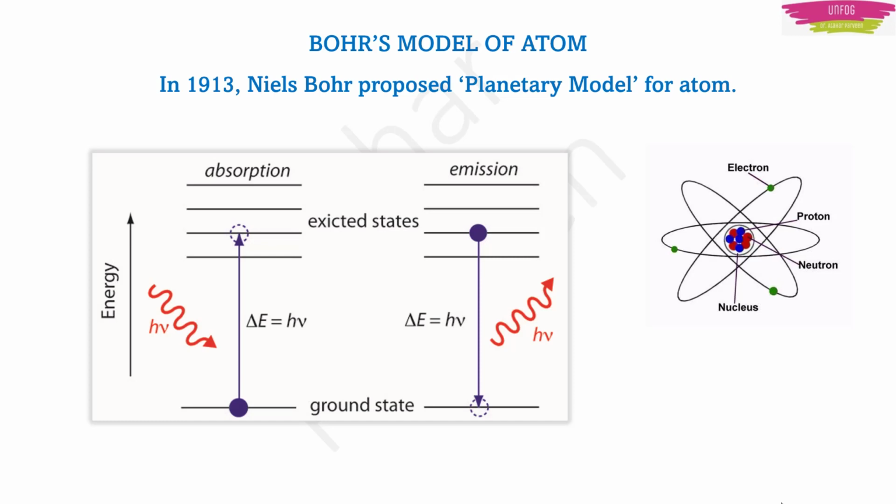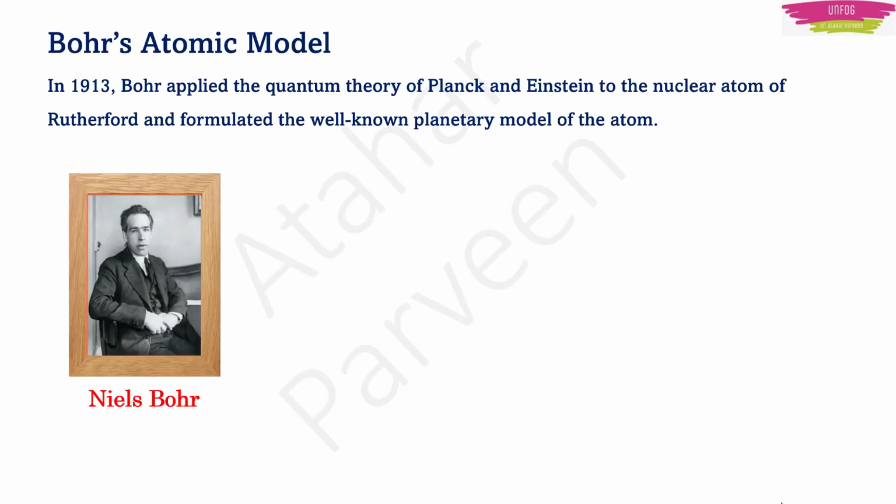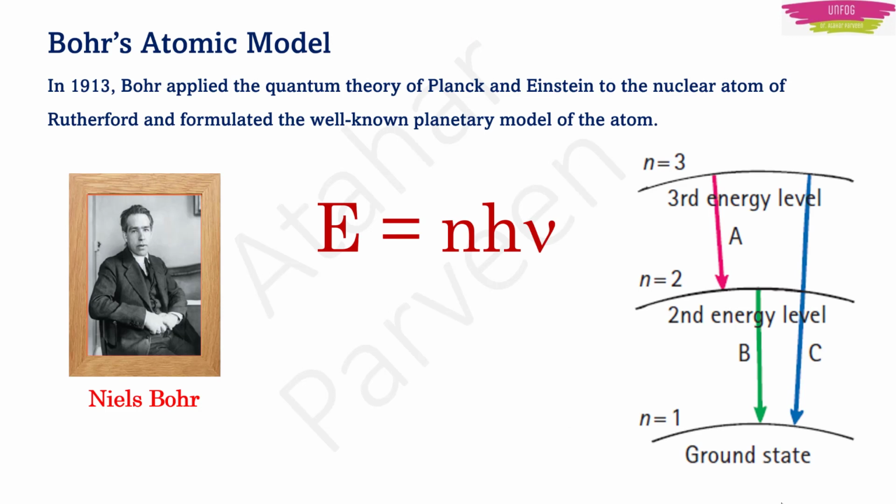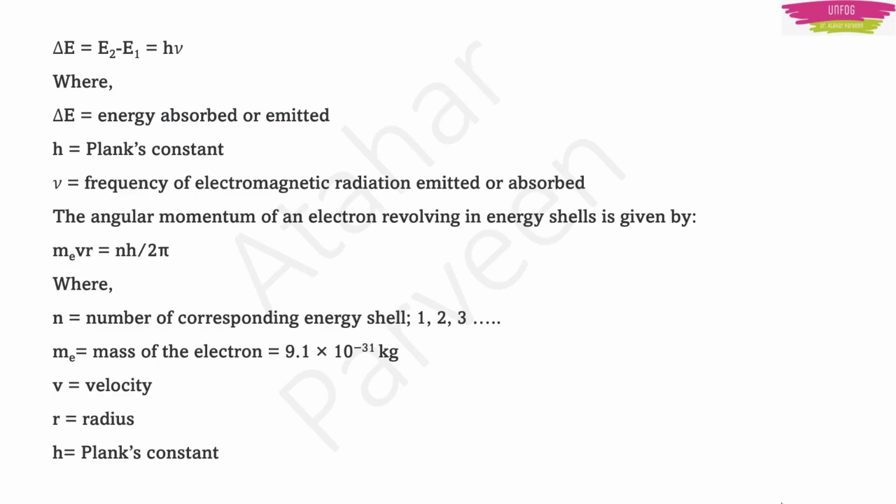So this is Bohr's atomic model. Basically, he told that E is equal to nh nu. The energy of the orbit is equal to nh nu, which is very, very important. This you should not forget. This can come as a direct multiple choice question in your examination. Now, as I told you, delta E, the change in energy, is equal to E2 minus E1, which is equal to h nu. What is delta E? It is the energy absorbed or emitted. What is h? It is Planck's constant. What is nu? It is the frequency of the radiation which is emitted or absorbed.